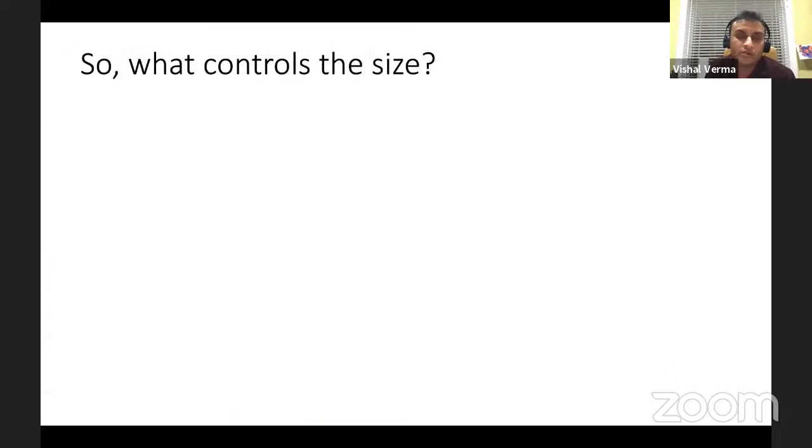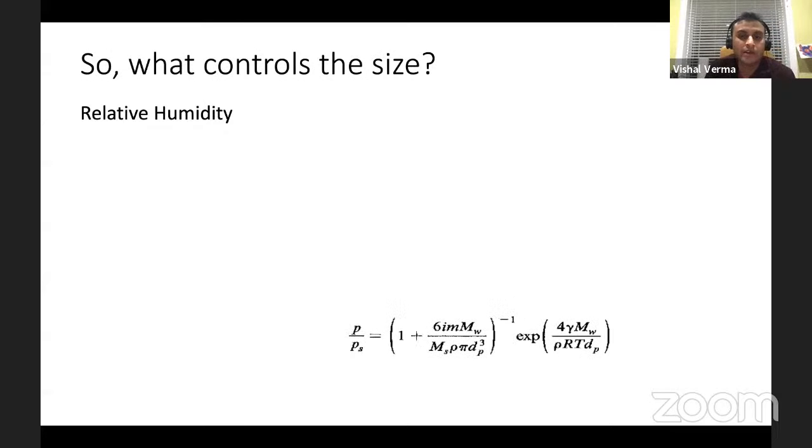So what controls this size? Once we cough or once we sneeze, how does the size actually vary? What parameter is going to control that? In the indoor environment, the only parameter which actually controls the size is the relative humidity. And how can we use this relative humidity to know how the size of the droplet or of the aerosol once emitted is going to change?